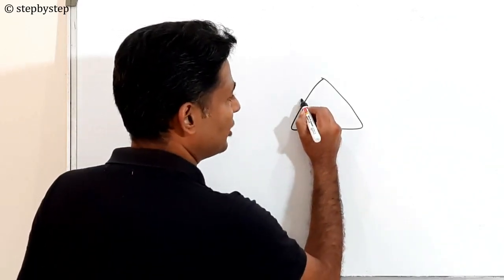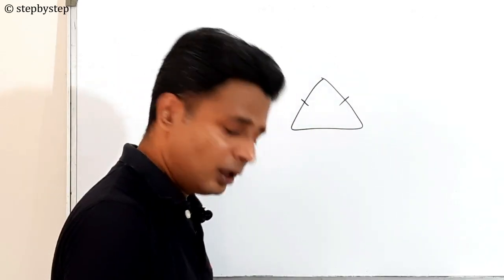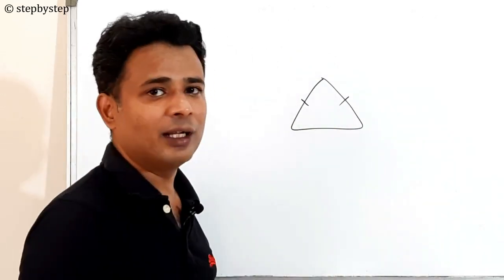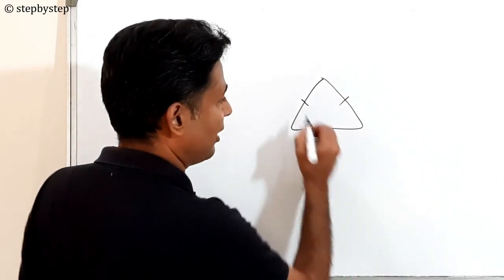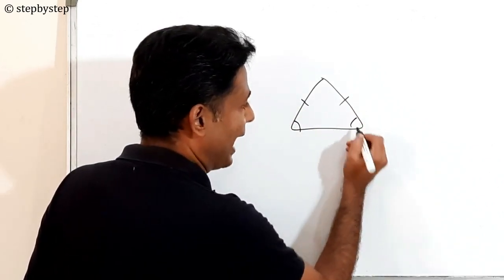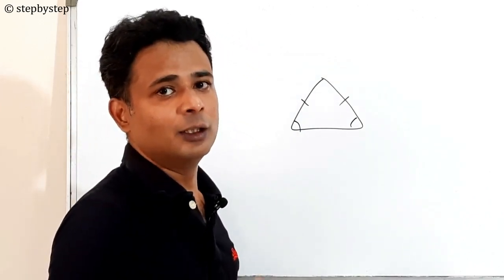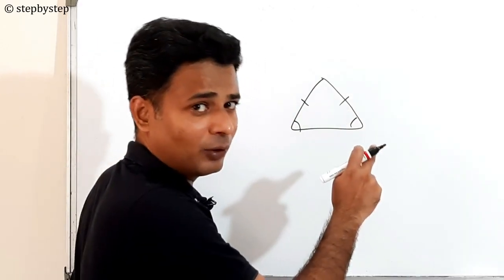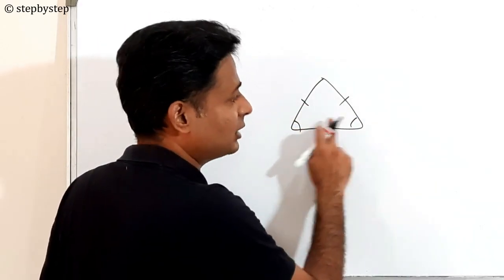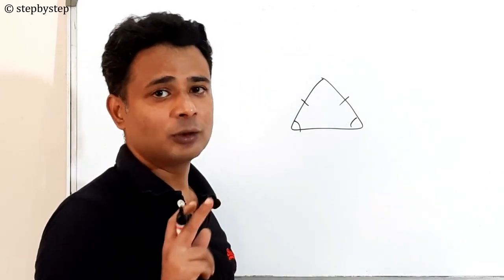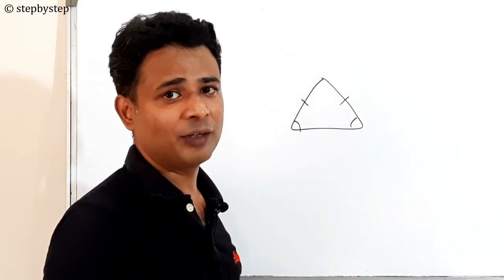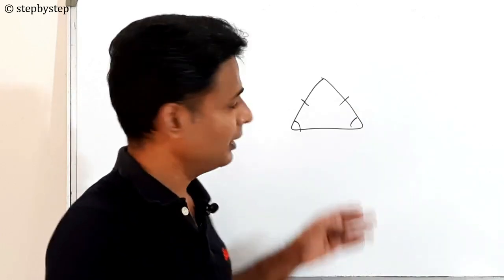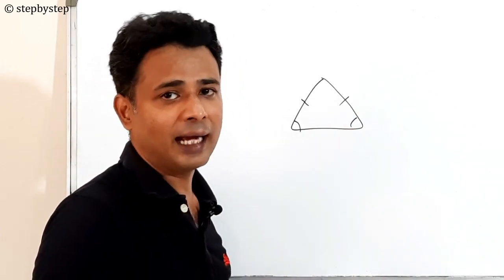The second thing is the isosceles triangle. What is an isosceles triangle? Two sides are equal. But you also need to remember that if two sides are equal, two angles are also equal. So this is important. If two angles are equal, it means two sides are equal. If two sides are equal, it means two angles are equal. So you need to remember this property of the isosceles triangle. It's not just about two sides, it is also about two angles.